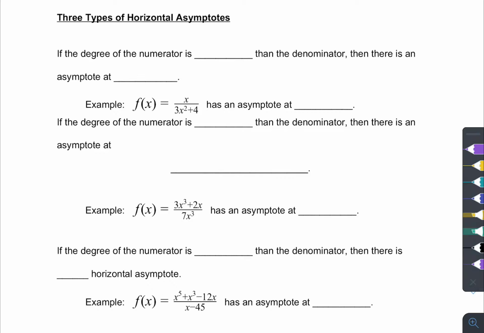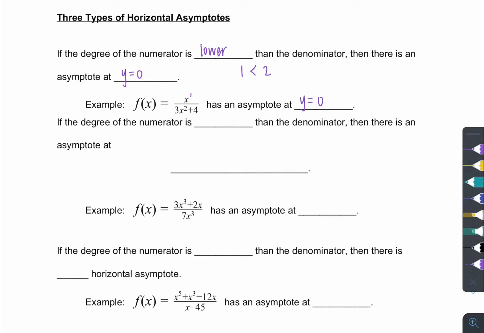The first is going to be when the degree of the numerator is lower than the denominator. Then there's going to be an asymptote at y equals 0. So an example of that is y equals x to the first over 3x squared. The numerator is less than the denominator, so there is an asymptote at y equals 0.